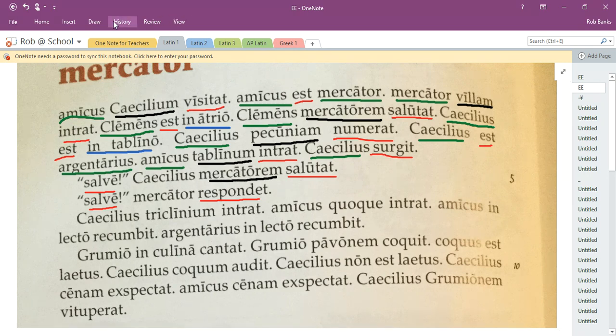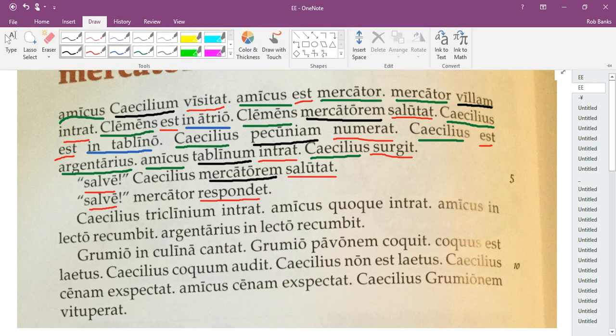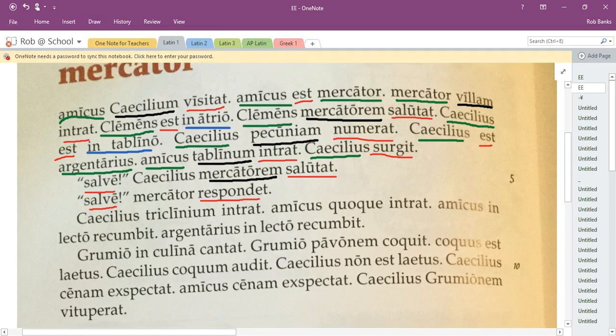Right, I forgot to label these nominatives. Go ahead and get those. Caecilius and Mercator. Okay. All right. So first sentence, Amicus Caecilium visitat. So red is our verb, green is our subject.